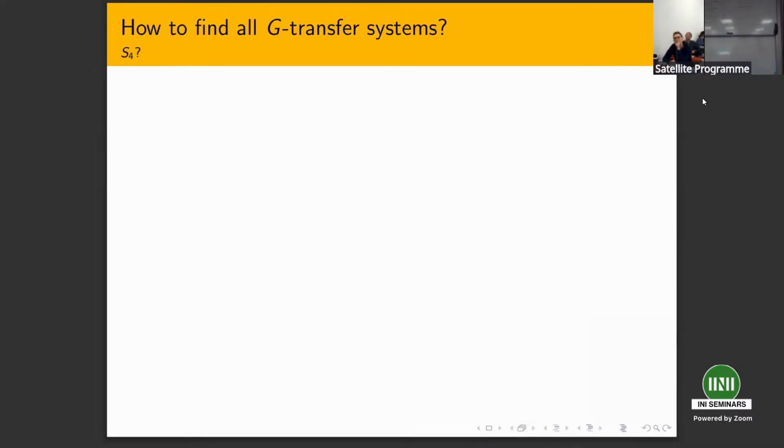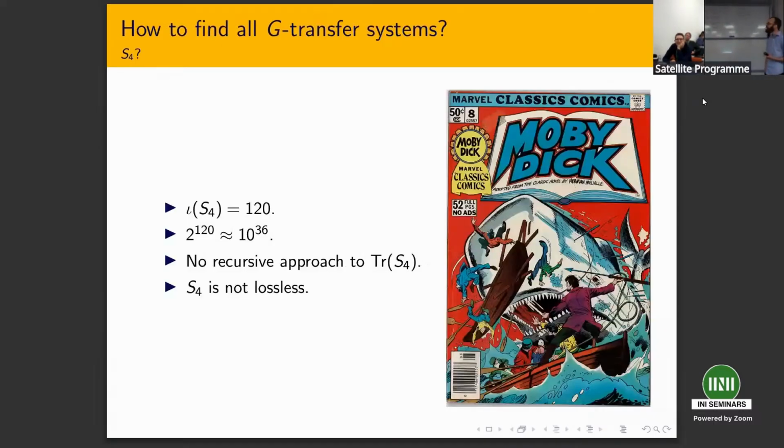And last year, I found myself with too much time on my hands, as one does. And I was like, what about S4? Like, I like the group S4. It's a small group. How bad could it actually be? And this became my obsession. So the number of non-trivial inclusions in this transfer lattice is 120. 10 to the 36, my laptop's not going to be happy with me asking it to check this many things.